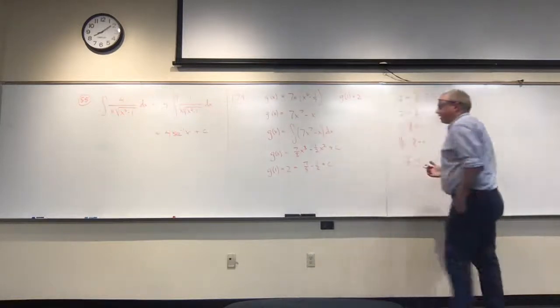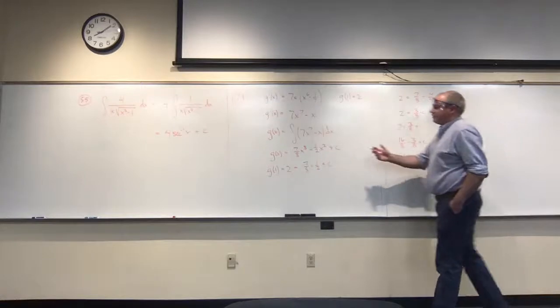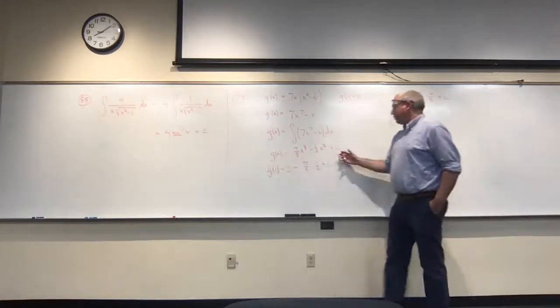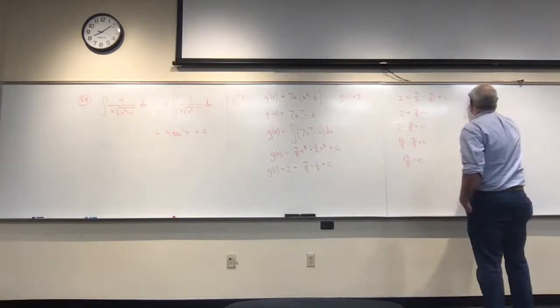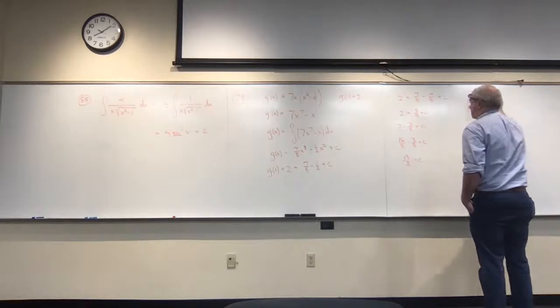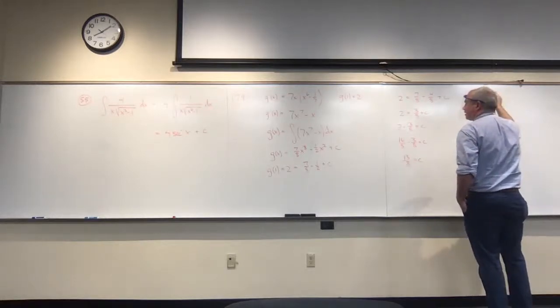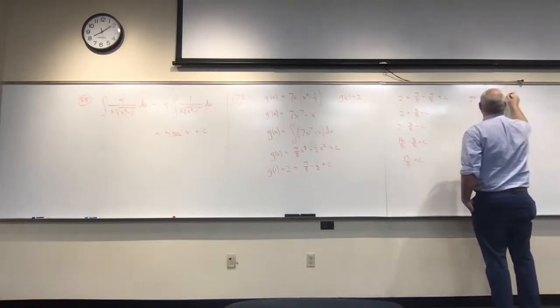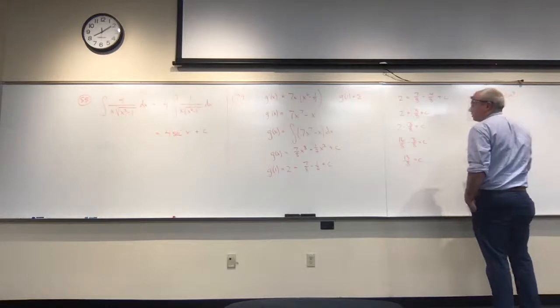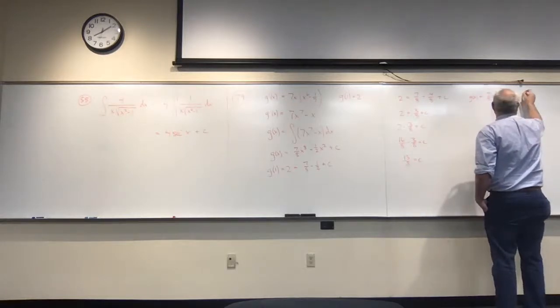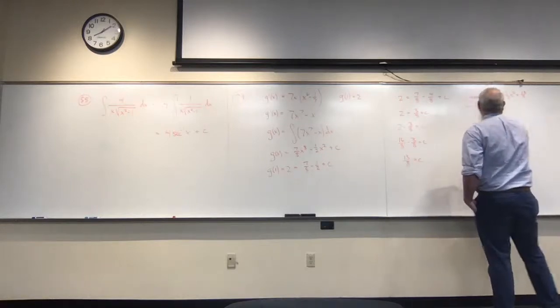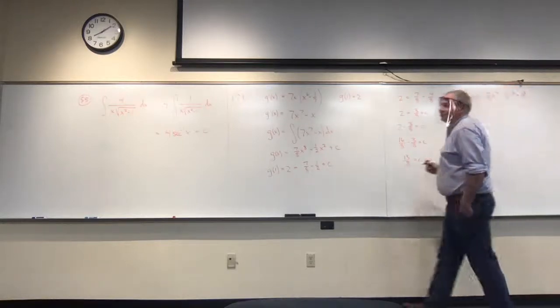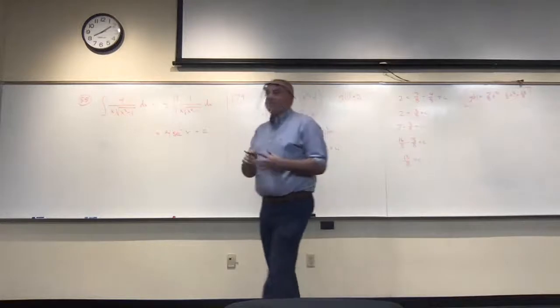So what's my final answer? We go back to g of x and put in what c is. So g of x is just equal to 7/8 x to the 8th minus 1/2 x squared plus c, which is 13/8. And we're done. Make sense?